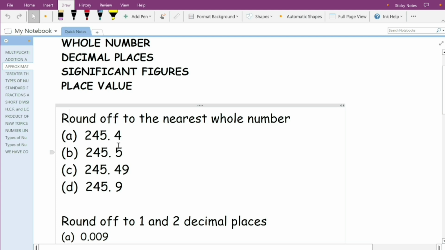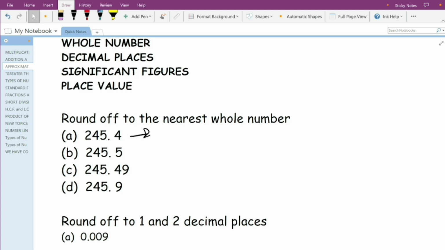And when you're rounding off or approximating, if you are taking off the 4, or you are taking off the number to get to the last number where you have to stop, you can only add 1 to the number where you have to stop, where your number is above 4. That's from 5 up to 9. Since this is 4, the answer is simply 245.